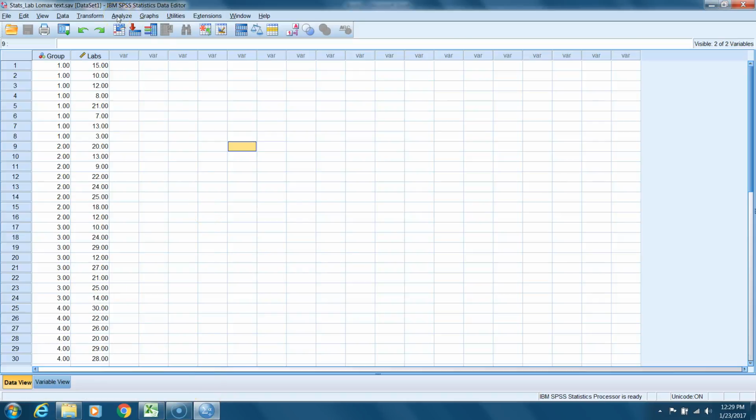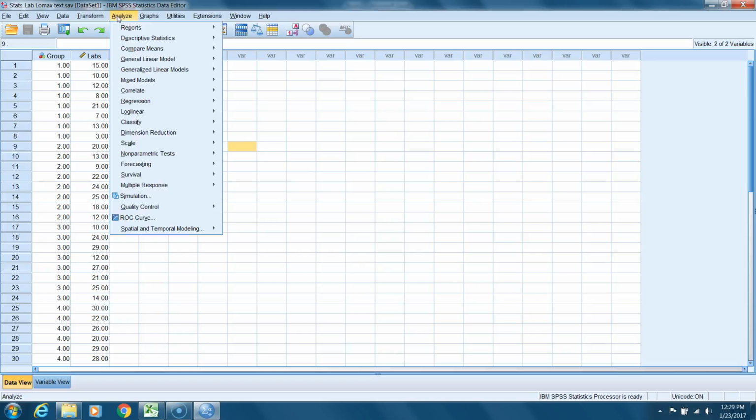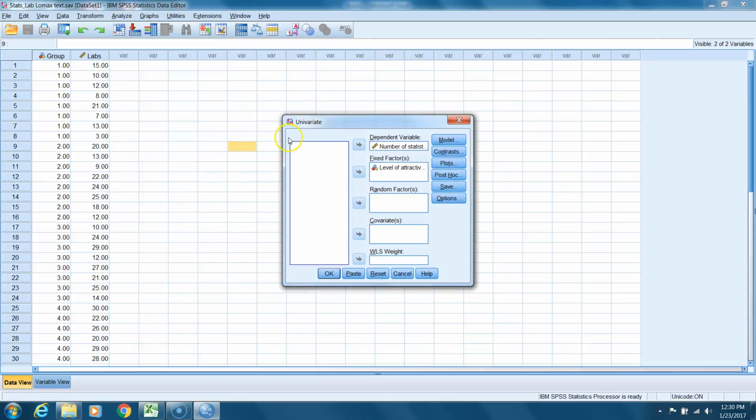So under Analyze and under General Linear Model, I have Univariate. We're going to do all of our univariate statistics for the general linear model with this module. Here's a dialog box that pops up. I already have number of statistics here. Let me reset this. I can put number of statistics as our outcome measure. That is the labs, how many attended, and level of attractiveness, as I talked about in other videos. This is what Lomax and Hahs-Vaughan use for their grouping variable.